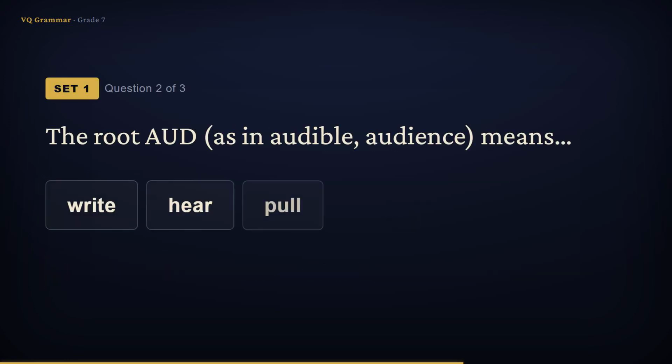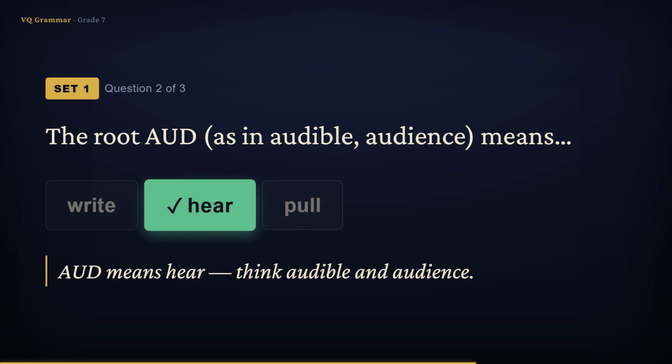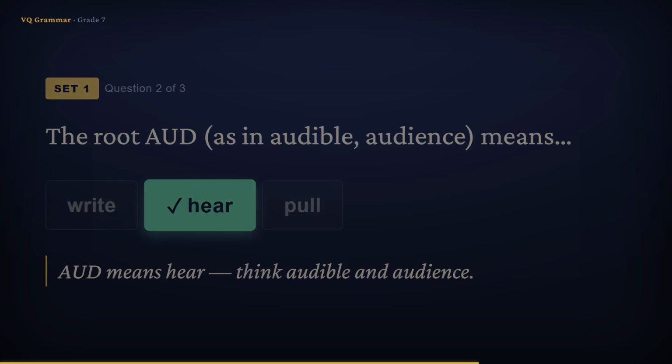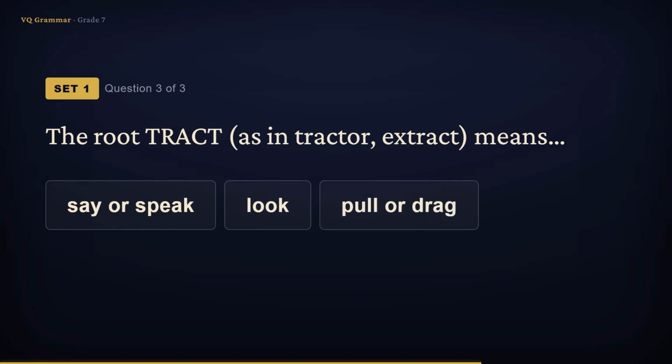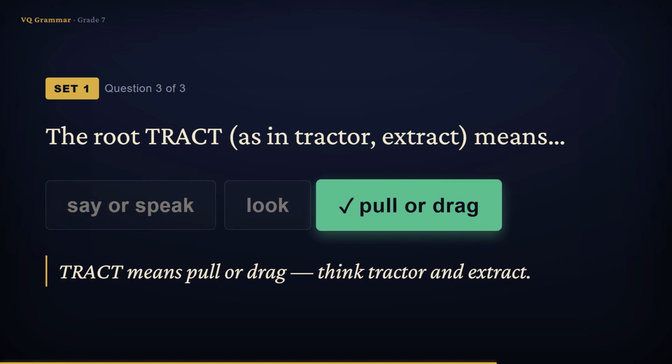The root AUD, as in audible and audience. These words are all about sound reaching your ears. AUD means to hear. So the answer is hear. The root TRACT, as in tractor and extract. A tractor pulls a heavy load, and to extract is to pull something out. Tract means to pull or to drag. So the answer is pull or drag.